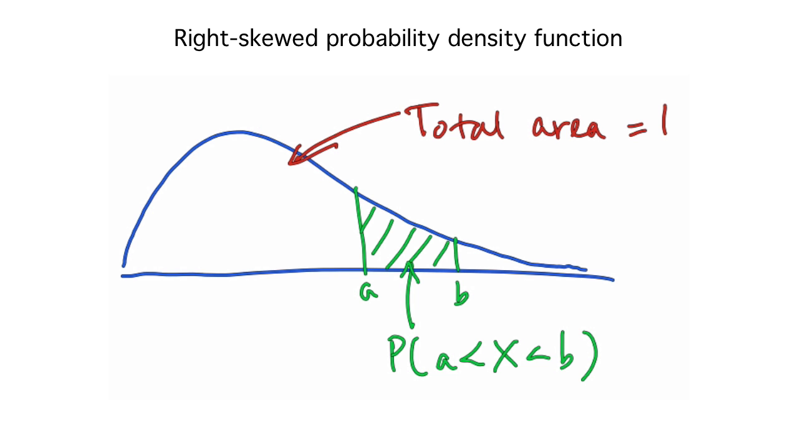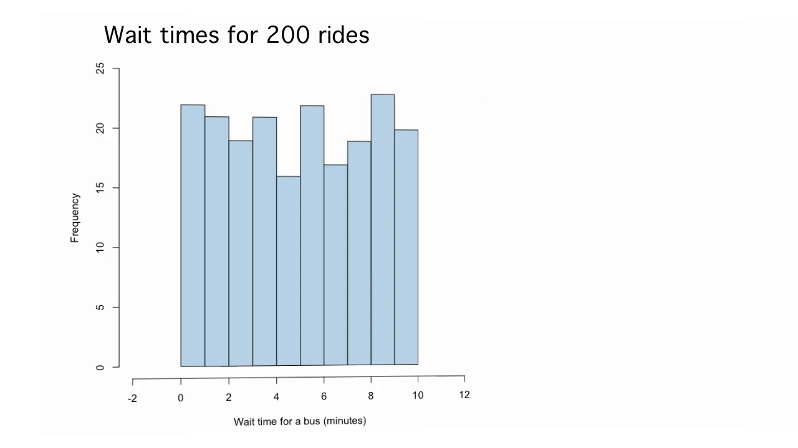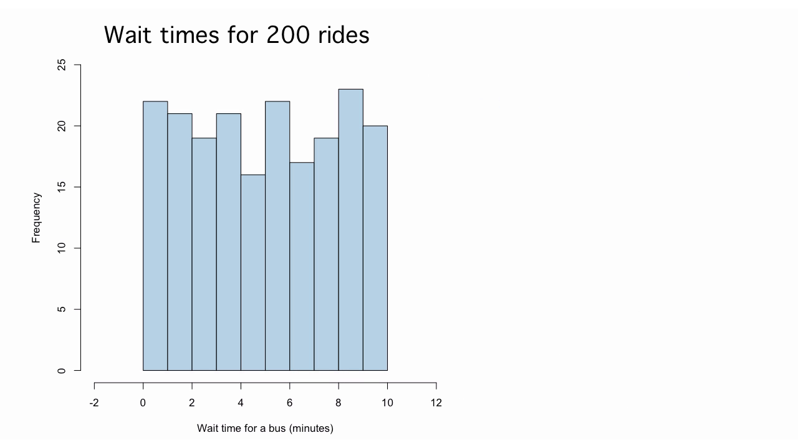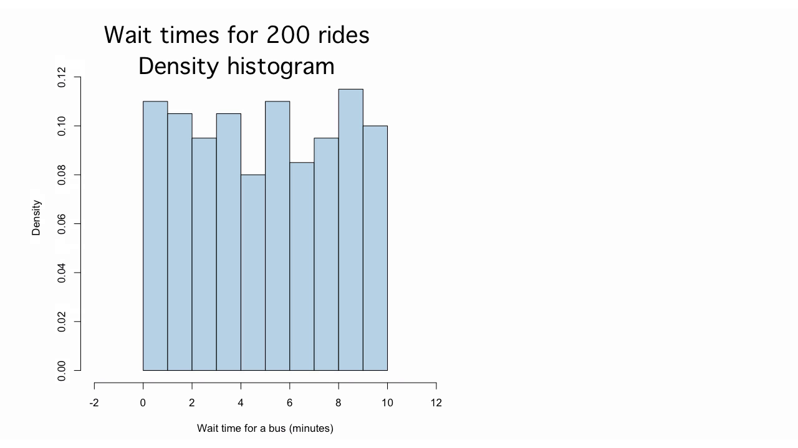Here's another way to think about the concept of a probability density function. Suppose our bus rider recorded how long she waited for a bus for each of her last 200 rides. We could picture these data in a histogram, showing the frequencies, that is the counts, of how many times she waited between 0 and 1 minute and between 1 and 2 minutes and so on. Now, if we change the scale on the vertical axis so that the total area of all of the rectangles in the histogram is 1, we get a density histogram. Areas under this scaled histogram give the proportion of wait times that are in any interval.